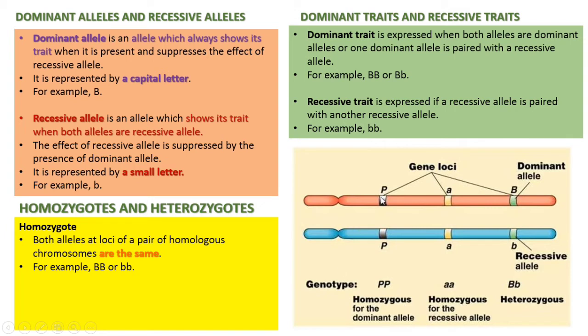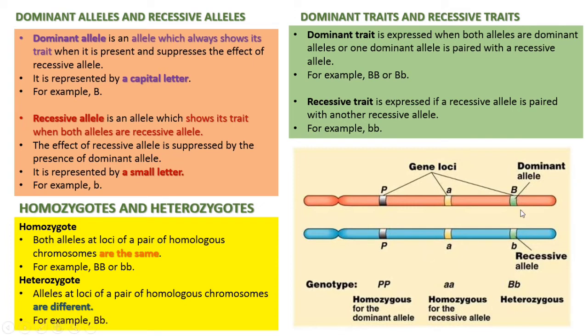Heterozygote means alleles at a loci of a pair of homologous chromosomes are different. For example, B besar B kecil. So bila ada dominant allele bergabung dengan recessive allele, kita panggil dia heterozygote. B besar B kecil, ini adalah heterozygote.